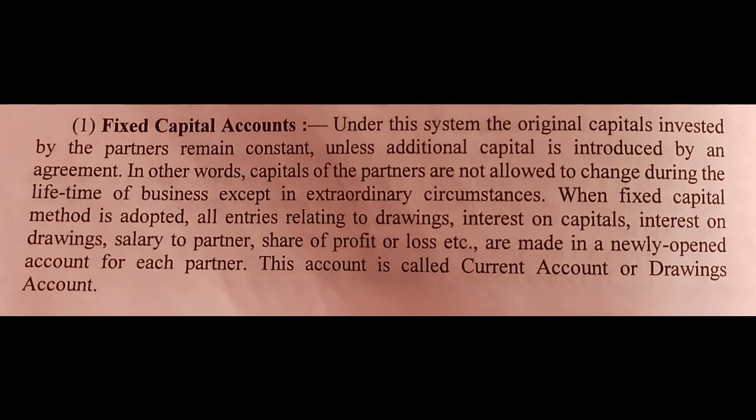Suppose in fixed capital, the partner contributes capital and it remains constant, then we will prepare the fixed capital account. And the salary to partner, drawings to partner, profit and loss, and interest on drawings are shown in a newly opened account called current account. Next is the fluctuating capital account.